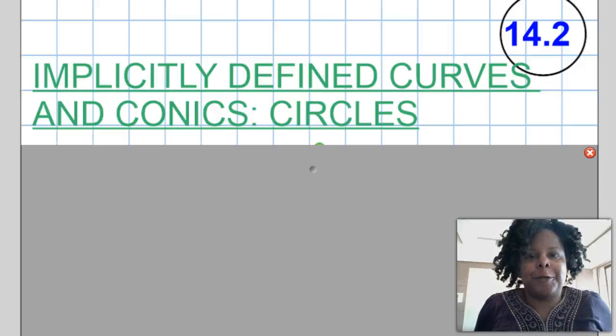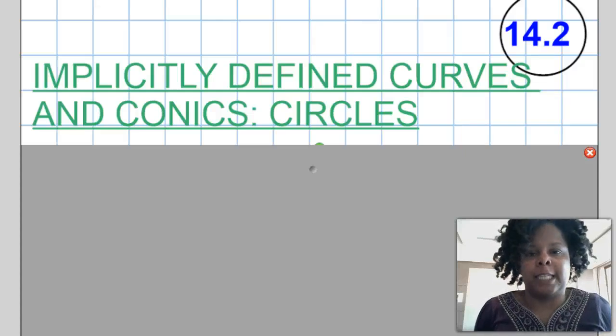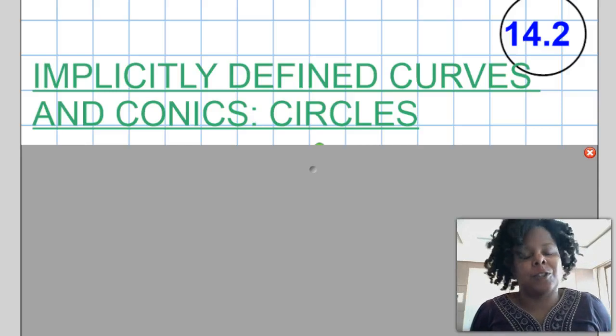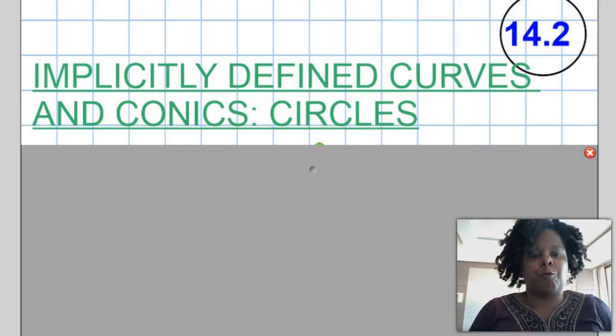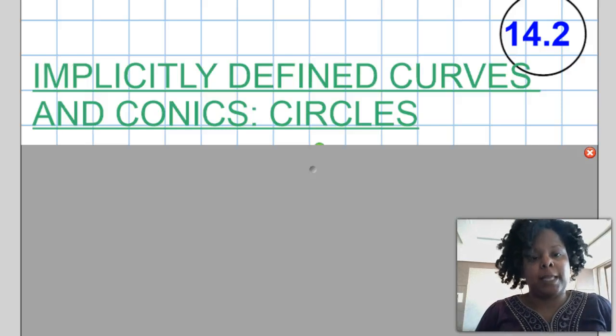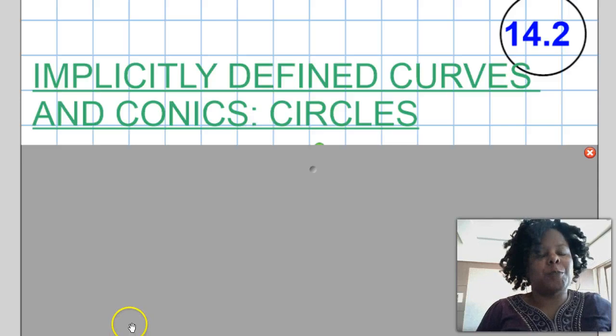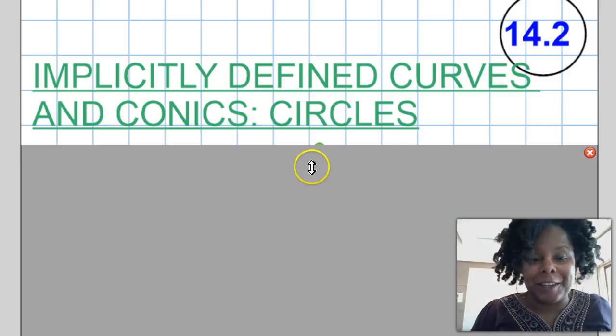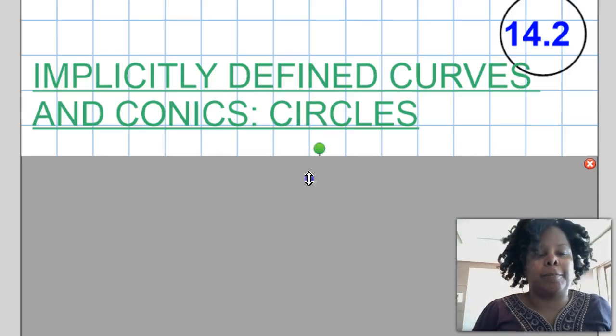Hello class, today we're going to be doing a video on chapter 14 section 2, which is on implicitly defined curves and circles. And so we're going to relate the relationships that we talked about last class with parametric equations with implicitly defined curves. But before we do that, let's take a look at what it means to be implicit.